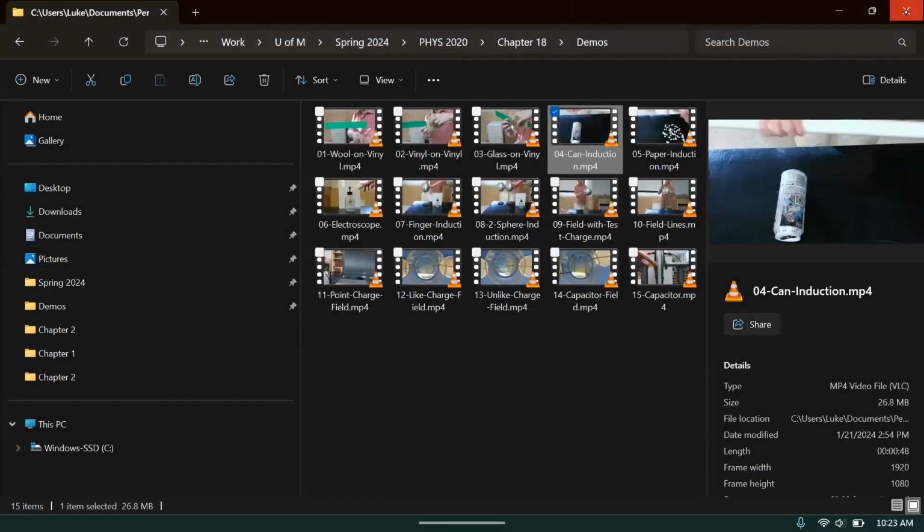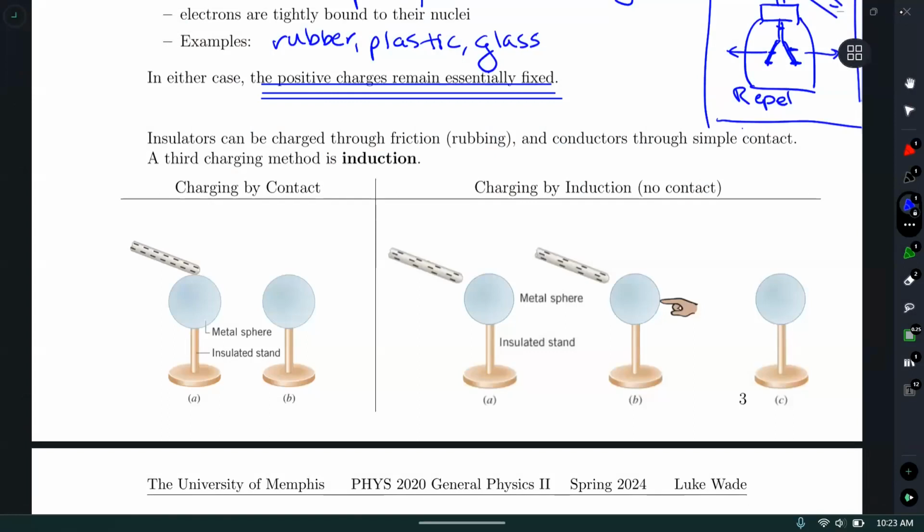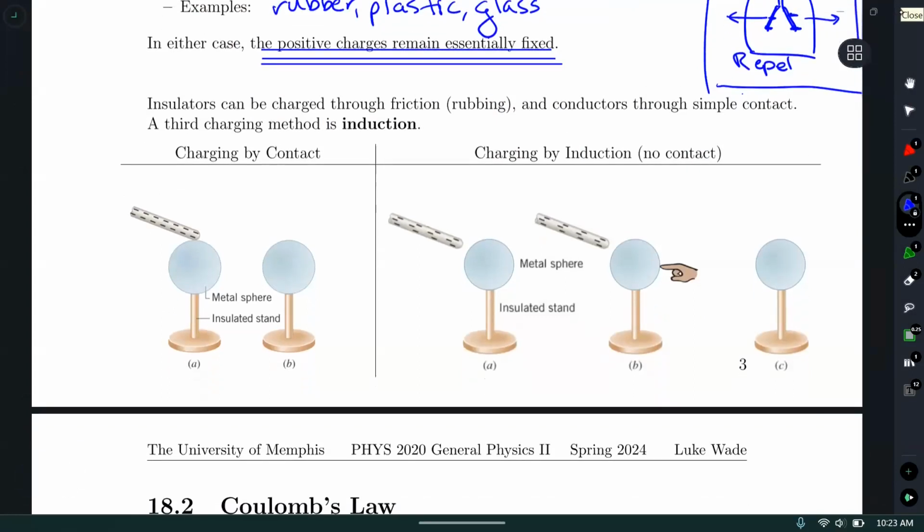So if I've never charged the can, how is it being attracted by the PVC? Okay, so the can is electrically neutral, has an equal number of protons and electrons. The PVC is charged negatively, so it has more electrons than protons because it was rubbed on the wool. So the wool lost electrons and they were transferred over to the PVC. But what's going on with the can? How is it attracted to the PVC?